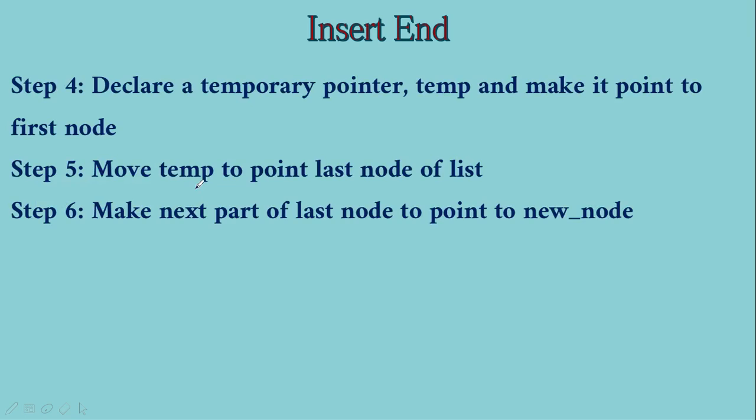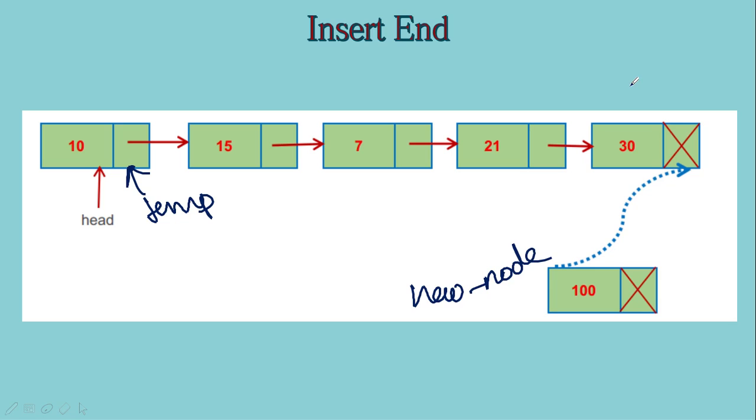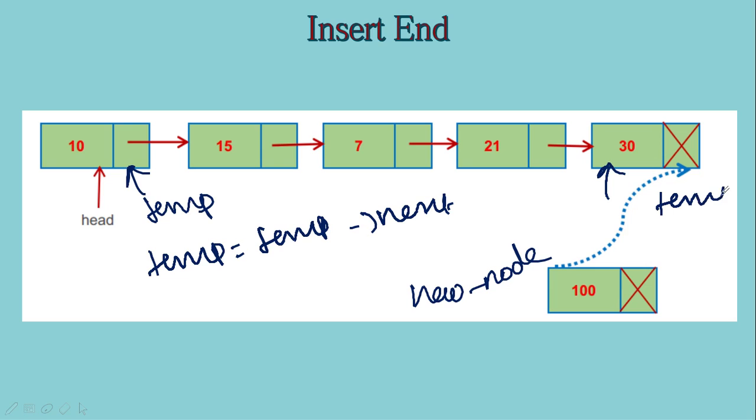This is what step number 4 tells. Declare a temporary pointer and make it point to the first node, and after that you will be moving it. How will you move it? You will say temp equal to temp next. This will move the temporary pointer to the next node and so on. When should you stop? You should stop when you have reached this particular node. This is the last node. So look at the case. How will we identify the last node?